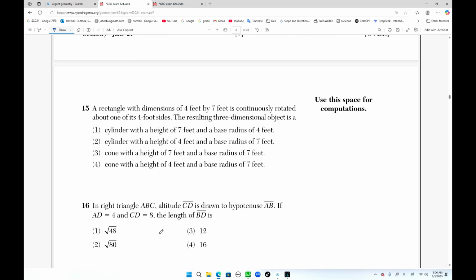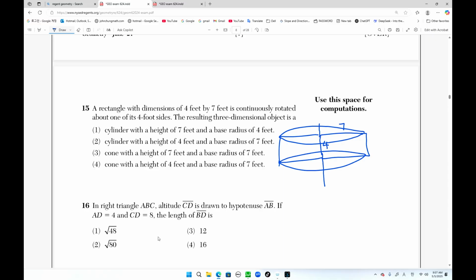Number 15. The rectangle is 4 by 7. This is 4, this is 7. Okay, rotate this figure about its 4-foot side this way. So what is this figure? The height is 4, base radius still 7, right? Okay, option 2 is the answer.